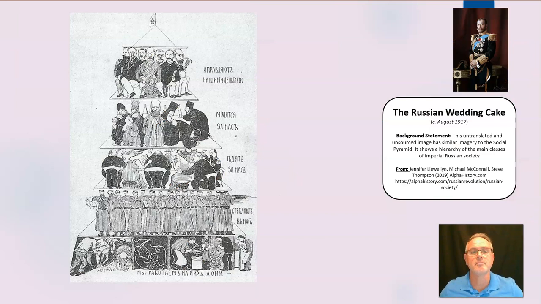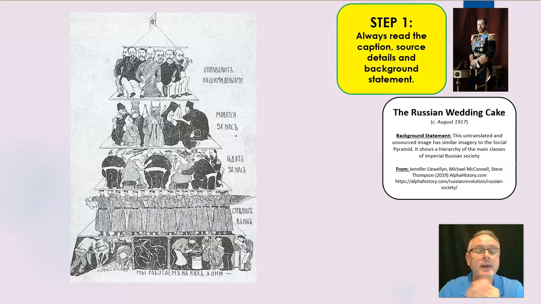Perhaps this source. This one's called The Russian Wedding Cake, and it was produced after the March Revolution of 1917. Now, first step, of course, I get that from the caption, the source details, the background statement. The date's there, August 1917. Now, think about at times when you look at sources in step 2, what your eye is drawn to. Certainly, there's a lot of similarities here in a sense. The Russian Wedding Cake corroborates Nicholas Lokoff's Social Pyramid.